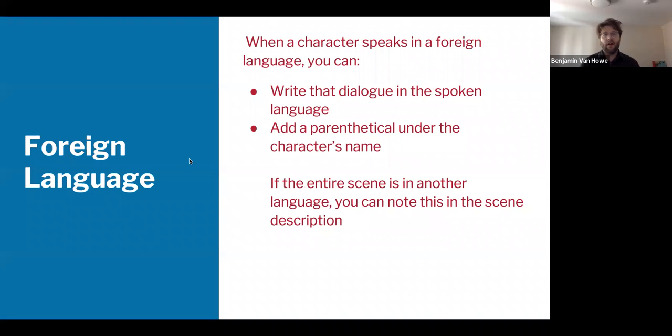If you want to have a character speaking in a foreign language, you can write that dialogue out in the spoken language, or you could add a parenthetical under the character's name saying something like "in Spanish." If the entire scene is in another language, you can note this in the actual scene description. I've also seen people write the foreign language in italics and indicate in the action line, "Spanish is in italics." Whatever you think would be the clearest way to convey that.